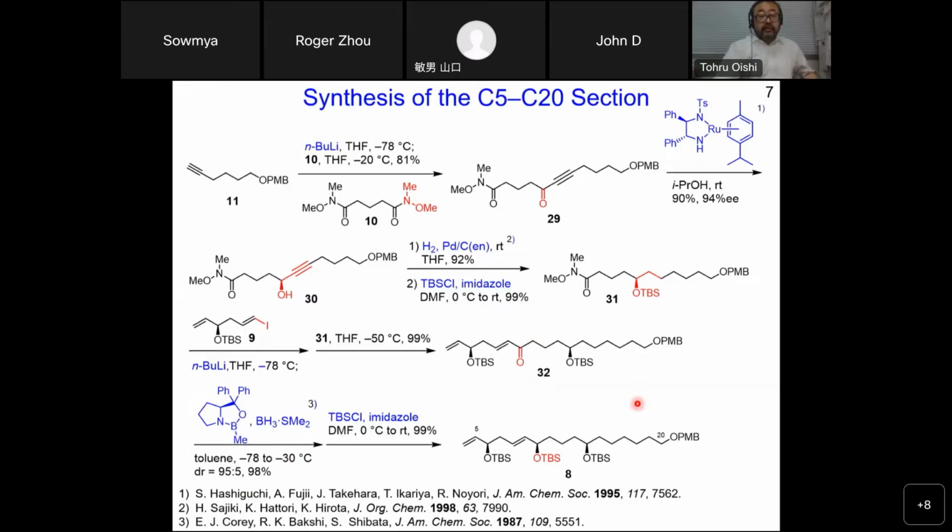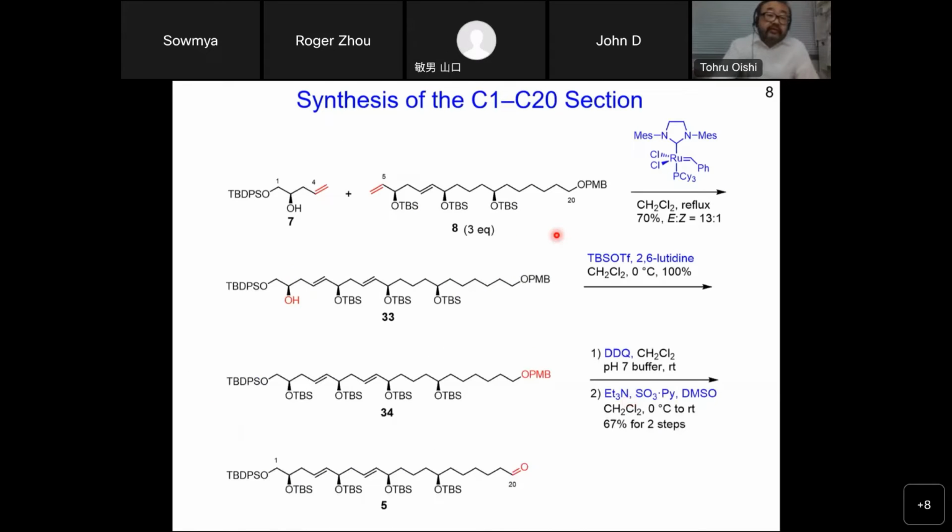So one of the key reactions in the synthesis of the polyol was examined: the cross-metathesis reaction of terminal olefin 7 and terminal olefin 8, using 3 equivalents of 8. The cross-metathesis reaction proceeded smoothly using a second-generation Grubbs catalyst. The desired compound was obtained in 70% yield, and the E/Z ratio was 13 to 1.